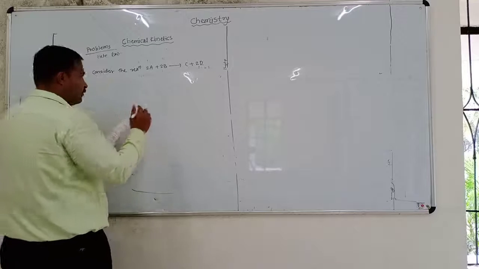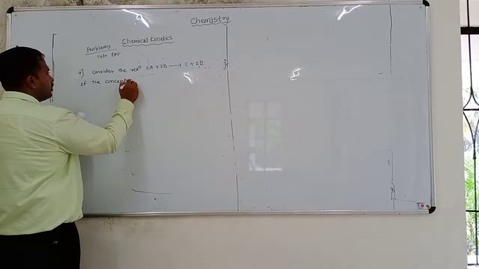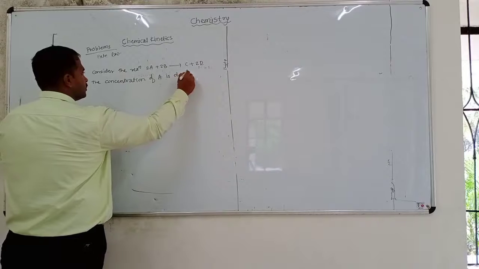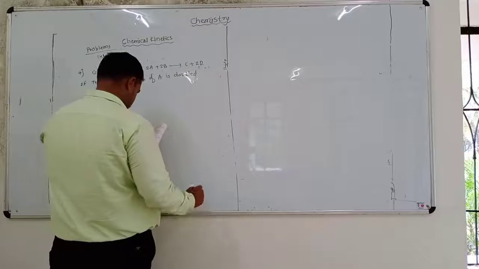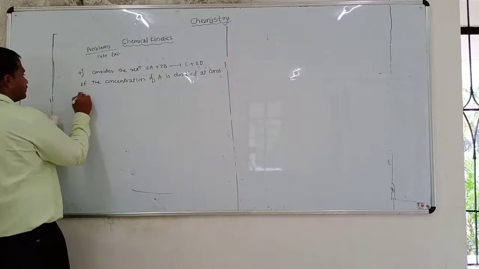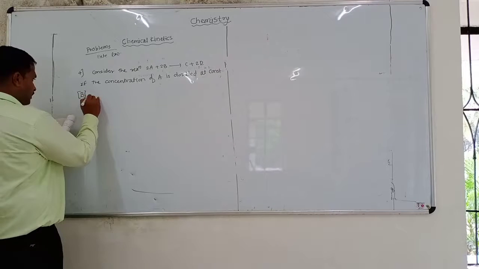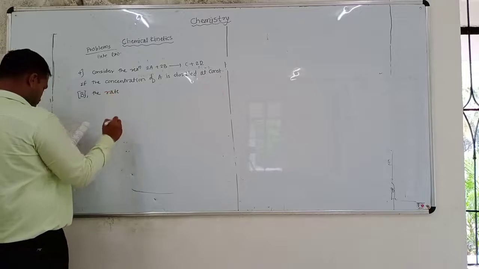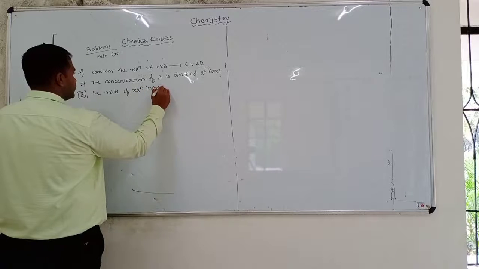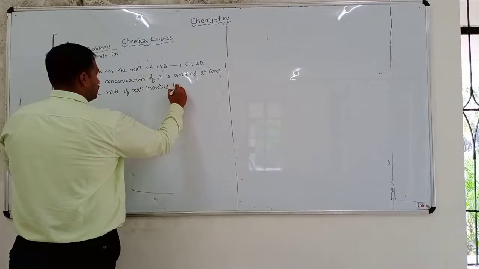If the concentration of A is doubled at constant concentration of B, the rate of reaction increases by a factor of 4.